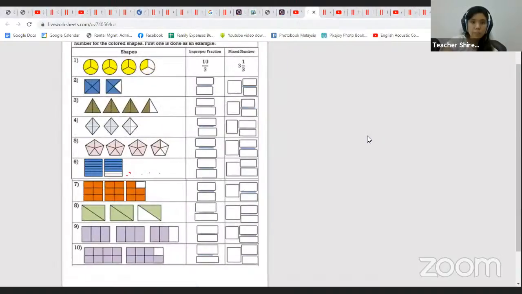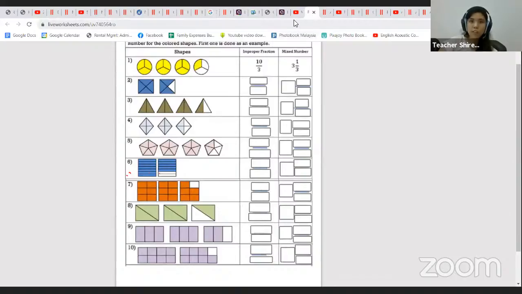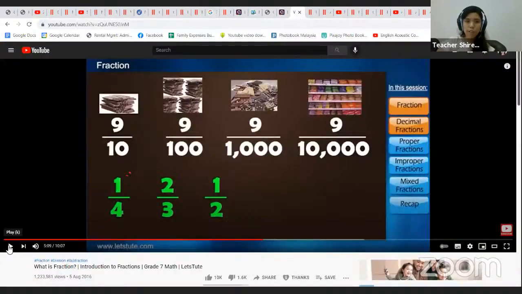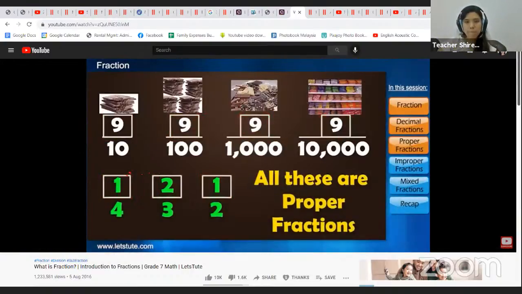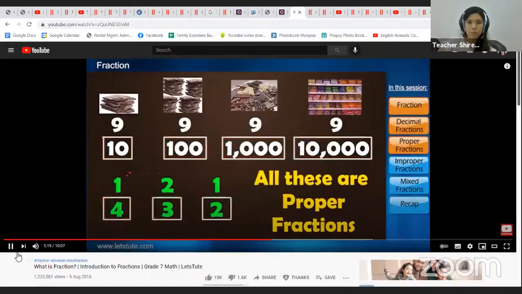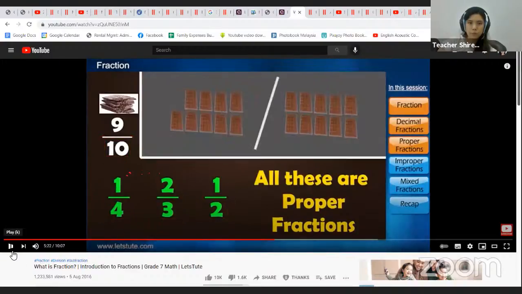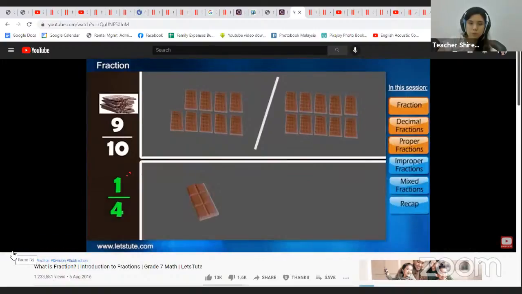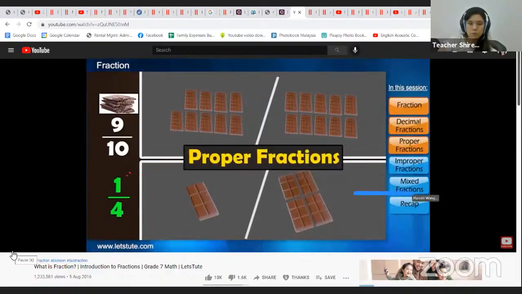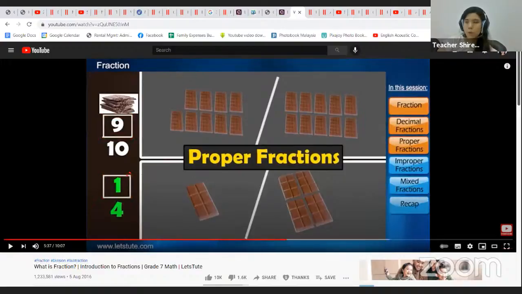So next is basically improper fraction. Let's continue to watch the video on improper fractions. Proper fractions are the fractions where the numerator is smaller than the denominator. Taking out 9 chocolates from a pack of 10 chocolates, or taking one piece from a chocolate which is divided into 4 equal pieces. These examples will make only proper fractions because their numerator is smaller.